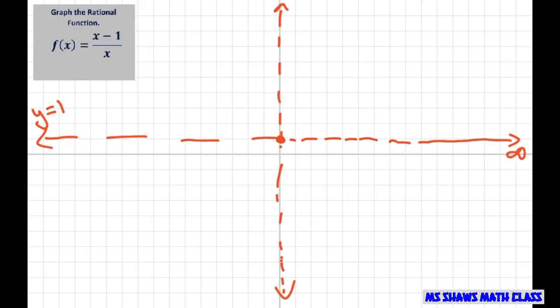Now, we need some branches. And what we want to do is, we don't want to use the calculator right now. You could, but let's plug in some points. So if I plug in 1 for this value here, I'm going to get 0 over 1. That equals 0. So we have a point right here. If I plug in 1/2, that's going to go to -1. So that goes here. And if I plug in 2, that goes to 1/2.